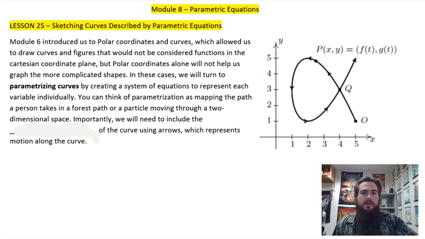But polar coordinates alone will not help us graph the more complicated shapes like those shown to the right here. In these cases, we will turn to parametrizing curves by creating a system of equations to represent each variable individually. You can think of parametrization as mapping the path a person takes on a forest path or a particle moving through a two-dimensional space. Importantly, we will need to include the orientation of the curve using arrows, which represents the motion along the curve. And that's all that we're really thinking of.